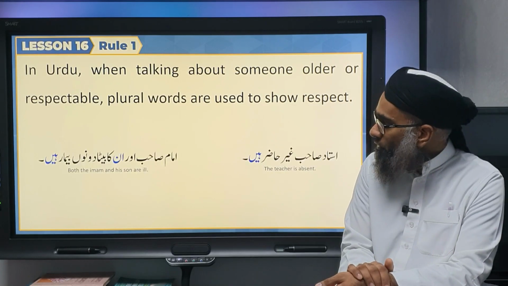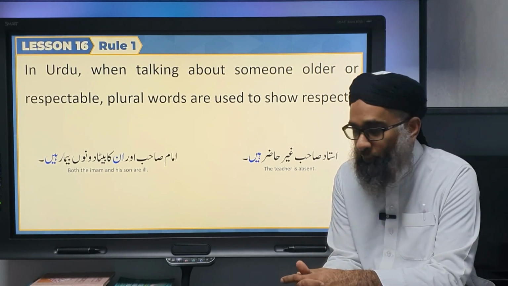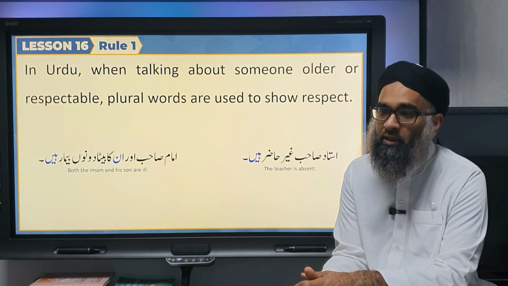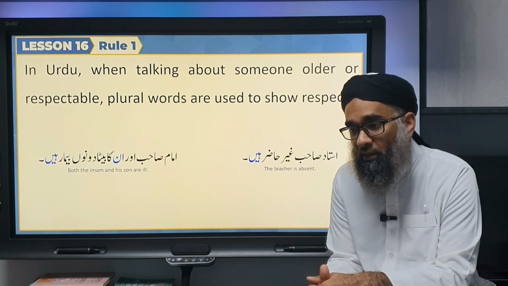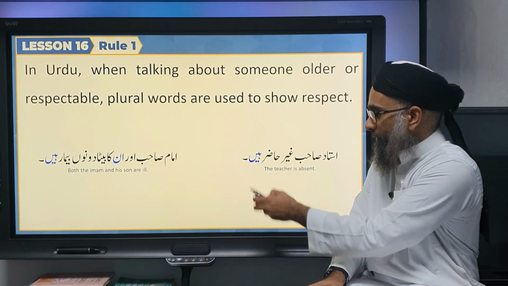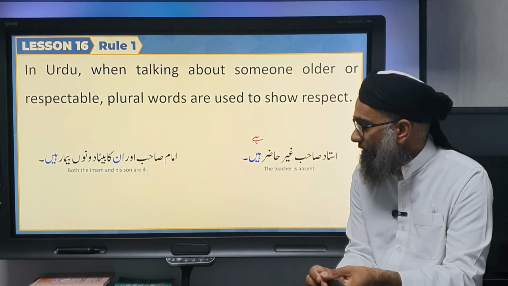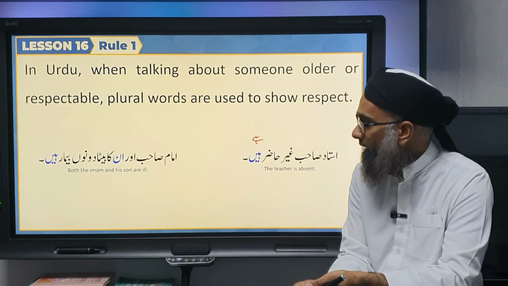Understood? So for example, Ustaz Sahib, subject. Now you say Ustaz Sahib ghair hadir hain. Instead of normally the joining word being hai, correct? We use Ustaz Sahib ghair hadir hain to make it into respect.